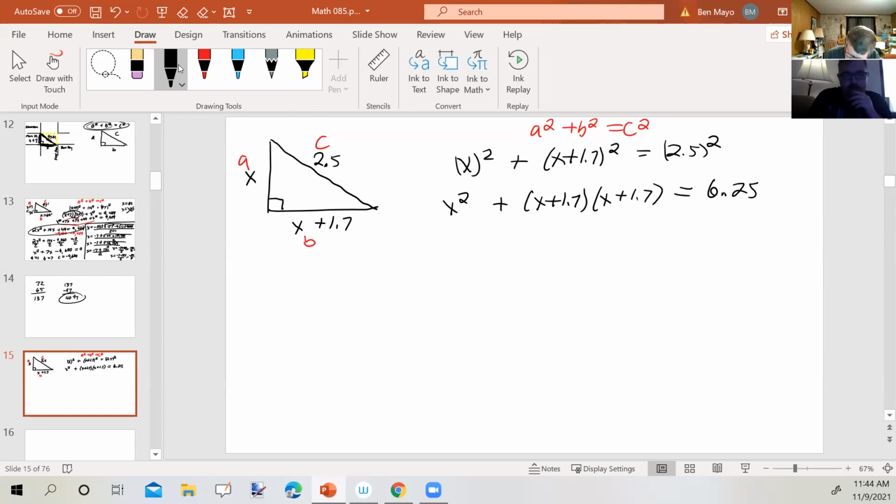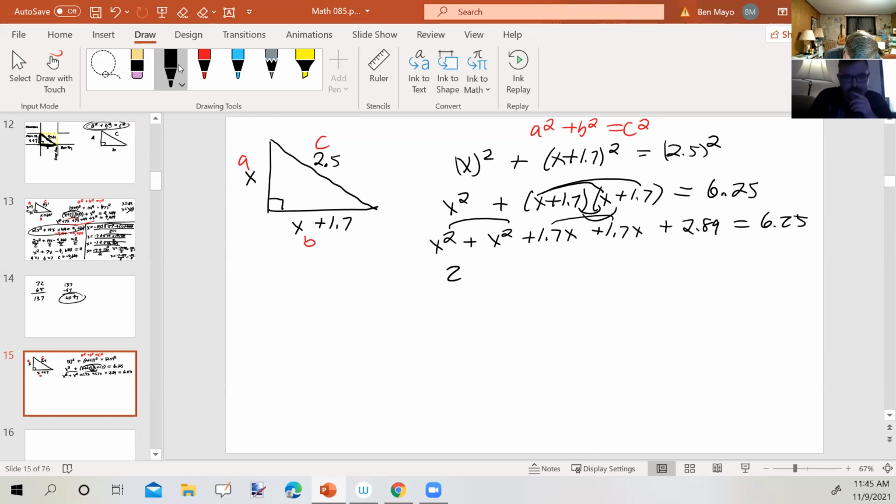Foiling, I get x squared plus x squared plus 1.7x plus 1.7x plus, I believe it's 2.89. Let me confirm that. I think that 1.7 times 1.7, yeah, 2.89. Don't be impressed. I've done this problem 100 times. Okay. So then this is equal to 6.25. Combining like terms, 2x squared plus 3.4x plus 2.89 equals 6.25.